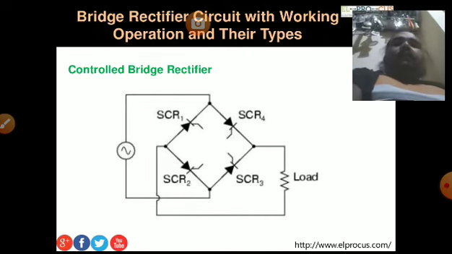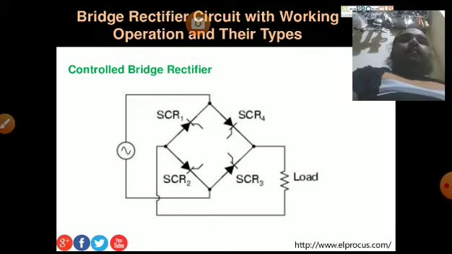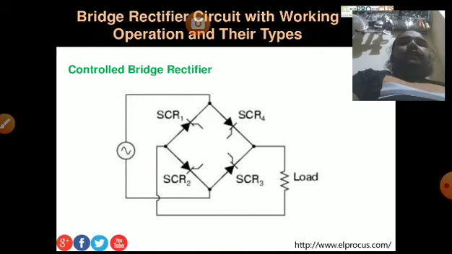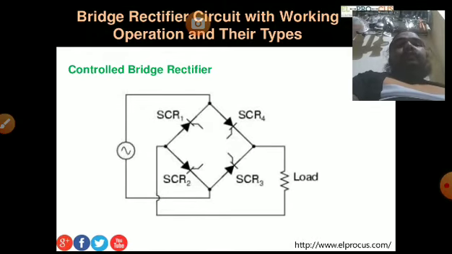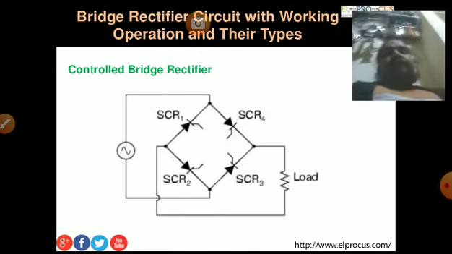First, SCR1's plus is connected to SCR4's minus, and SCR4's plus is connected to SCR3's plus. SCR3's minus is connected to SCR2's plus, and SCR2's minus is connected to SCR1's minus. There will be the formation of the bridge.